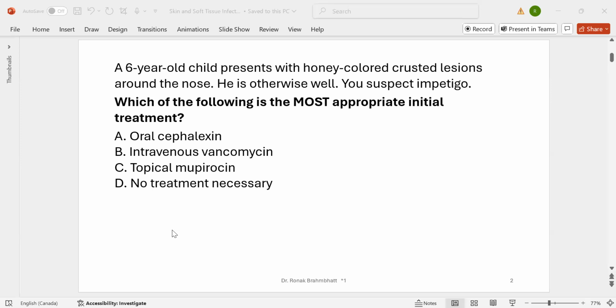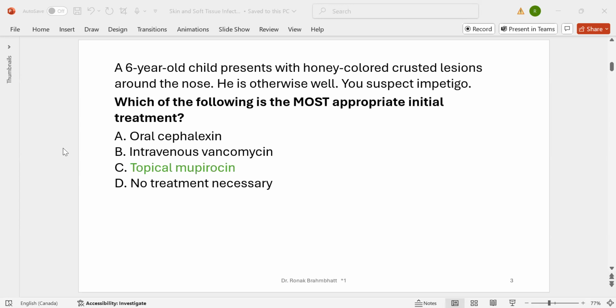All right, 6-year-old child presents with honey-colored crusted lesions around the nose. He's otherwise well, right? You suspect impetigo. Which of the following is most appropriate initial treatment? Correct, you guys wrote right. First, we go with topical treatments, right? So like topical mupirocin and stuff like that. First is topical treatments.